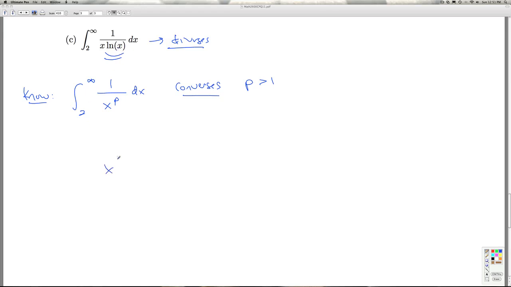If I had x to the 1.0000000000000000001 power, and I integrated 1 over that from 2 to infinity, that would converge because this power is ever so slightly bigger than 1. Here I've already got x to the first power, so if the natural log of x were comparable to any, just the slightest power of x, that would be enough to tip this integral and make it converge, but it doesn't.